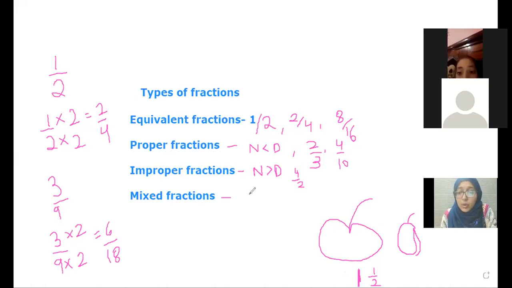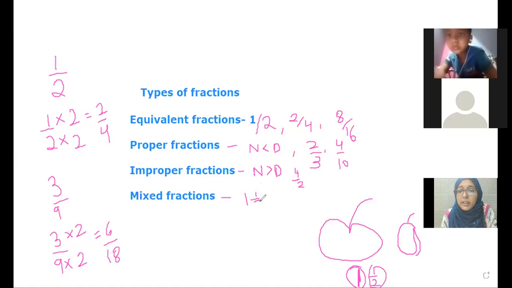When you write a number as well as a fraction, such fractions are mixed fractions. Have you understood? There is a number also and a fraction also. That is the reason it is called a mixed fraction. Is it clear to everyone? Any doubt? Chalo, write this down, and then we will go to the textbook.